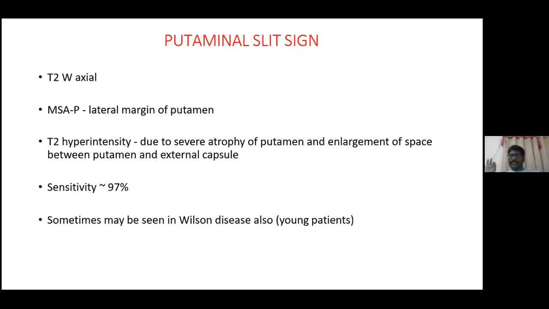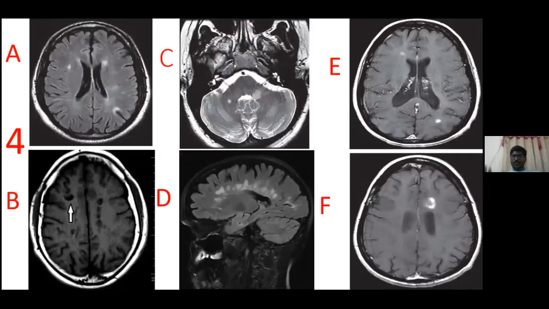Previously in multiple system atrophy we have seen the hot cross bun sign. Now another sign in multiple system atrophy is the putaminal slit sign, and the putaminal slit sign is also seen in Wilson's disease. Again, we will see one more radiological feature in Wilson's disease, which is more characteristic. This is a very important image.